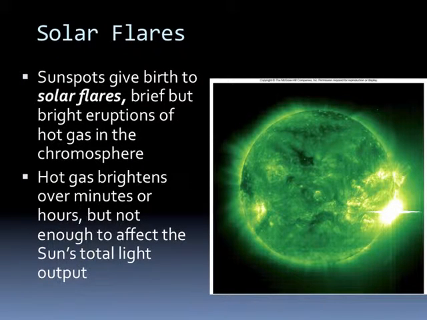Another object that we see is something called a solar flare. Sunspots are where solar flares occur. They're brief but very bright eruptions of hot gas in the chromosphere. This hot gas brightens over minutes or hours, not enough to affect the sun's total light output, but enough for us to see and shoot out a lot of material from the surface of the sun.